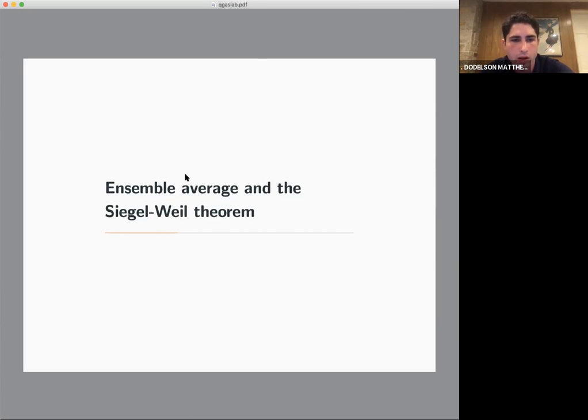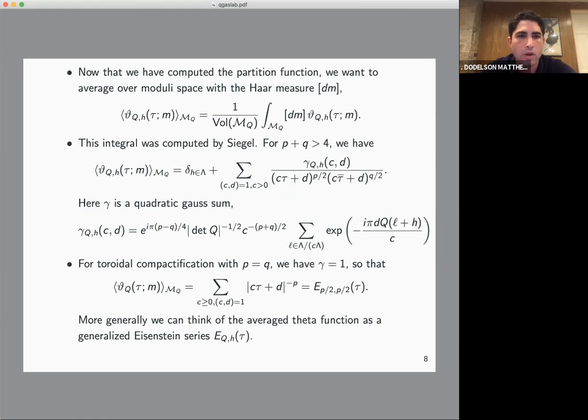Okay, so now let's consider the ensemble average. So we have a moduli space, we have a partition function, and we want to take the average over the moduli space with some Haar measure, which is uniquely determined by the moduli space. So this integral was actually computed by Siegel, and as long as p plus q is greater than 4, this integral converges, and the answer is given by a delta function when h is in the lattice, plus a sum over singularities at tau equals minus d over c.